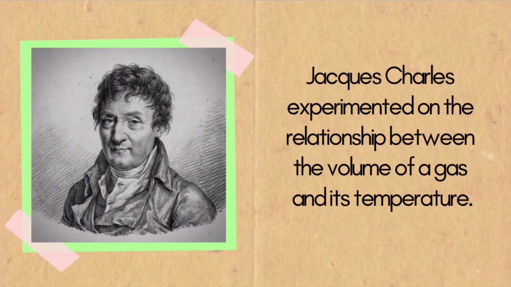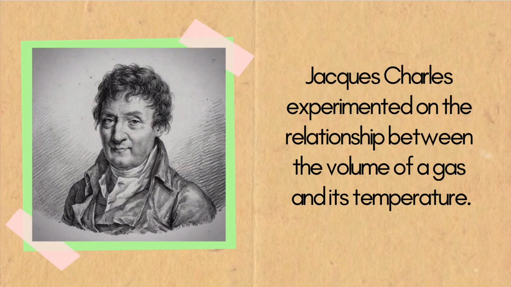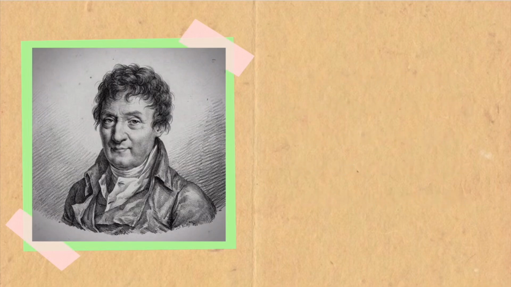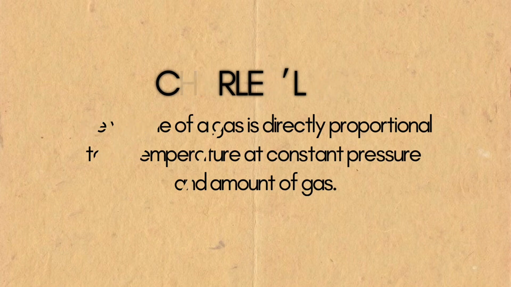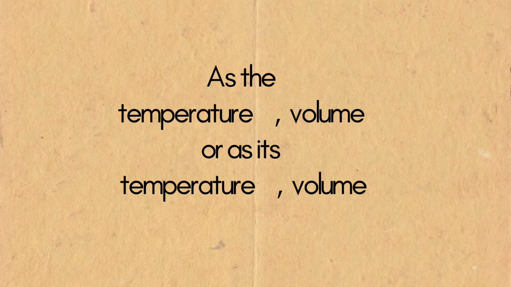It was Jacques Charles who experimented on the relationship between the volume of a gas and its temperature, and formulated what we call Charles' law, which states that the volume of a gas is directly proportional to its temperature at constant pressure and amount of gas. This means that as the temperature increases, its volume also increases, or as its temperature decreases, its volume also decreases.